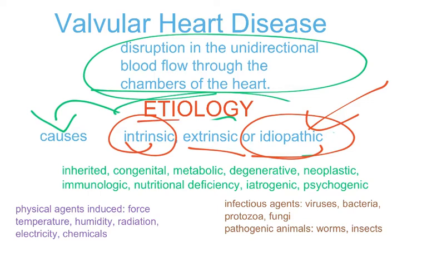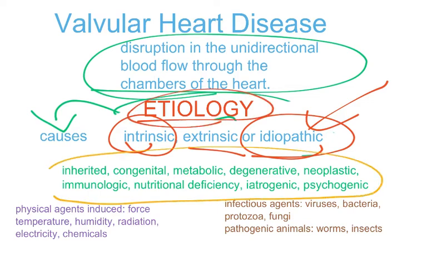Now, when you think of etiology, you're going to think about all of these things here, right? So it could be inherited, it could be congenital, metabolic, degenerative, neoplastic, immunologic, nutritional deficiency, iatrogenic, okay? And that simply means that these disorders or whatever the disease is was caused by people in the healthcare system. Yeah, sometimes we make our patients ill, all right, based on our interventions, all right? So we always want to limit that.